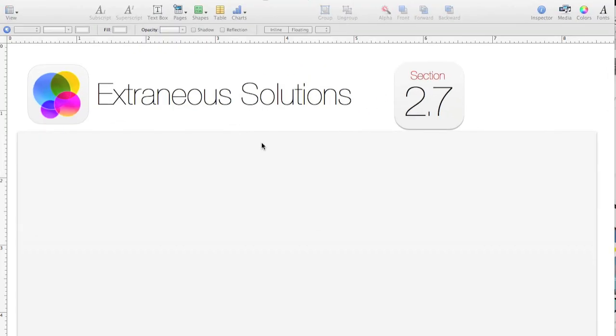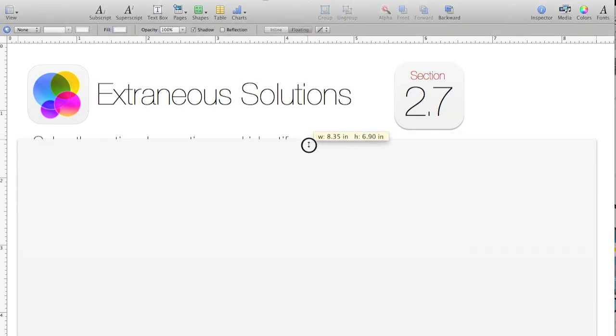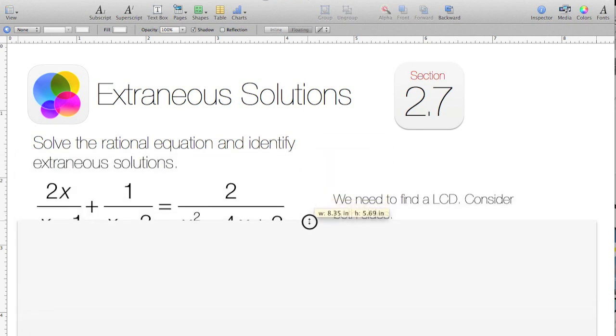This tutorial is going to cover a little more about rational equations. We're going to specifically deal with how to look at extraneous solutions, and we're going to take a part one where we have a fairly large fraction or rational expression, and we're going to try and solve it. So here's what we have to look at. We have 2x over x minus 1 plus 1 over x minus 3 equals 2 over x squared minus 4x plus 3.